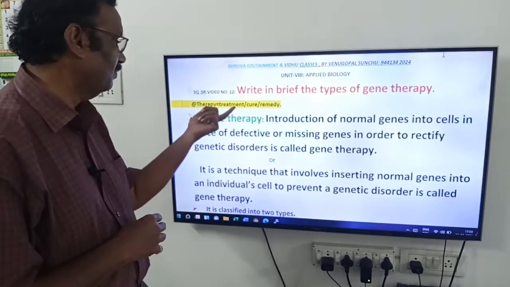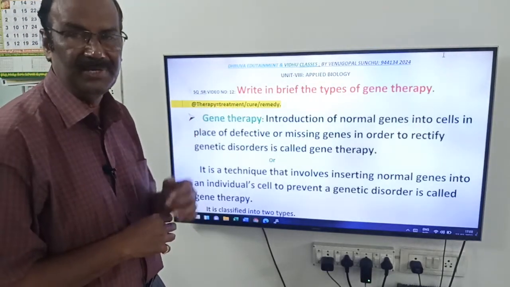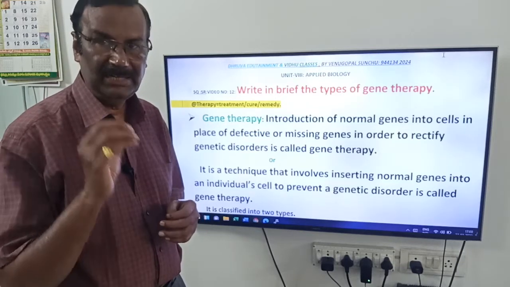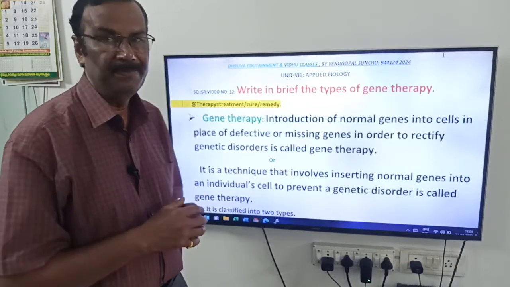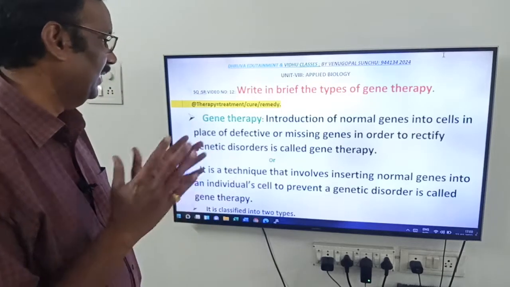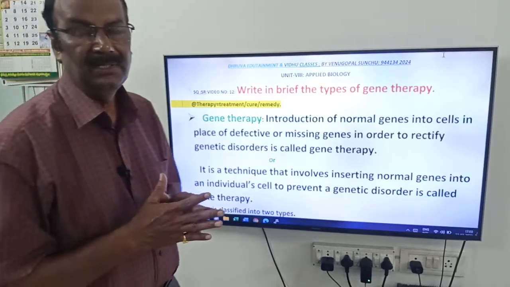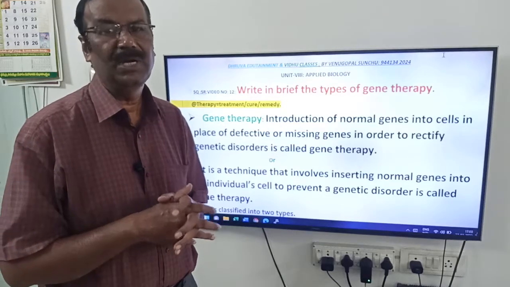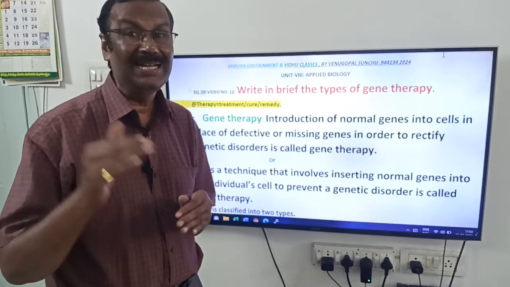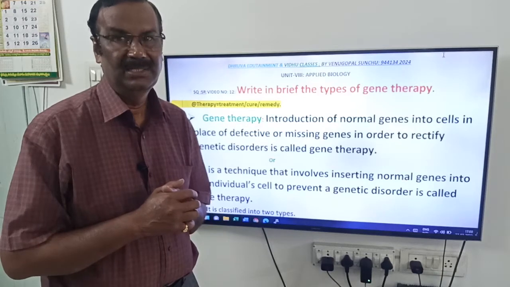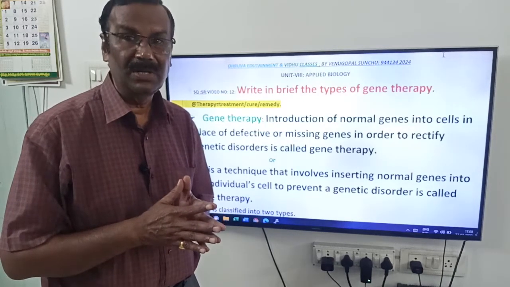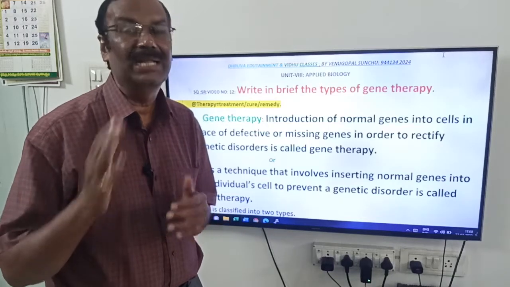Please don't write this yellowish color one in your IP, friends. Therapy means what, friends? Treatment, cure or remedy. So what is gene therapy, friends? It is a therapy to control or to cure the genetic disorders. It is used to control or to cure the genetic disorders.